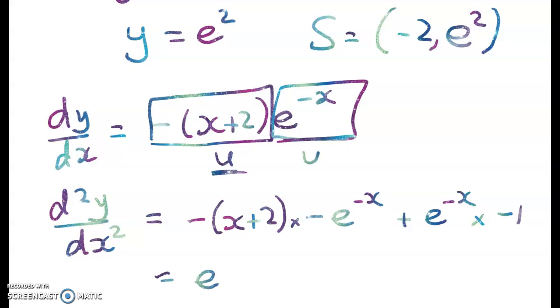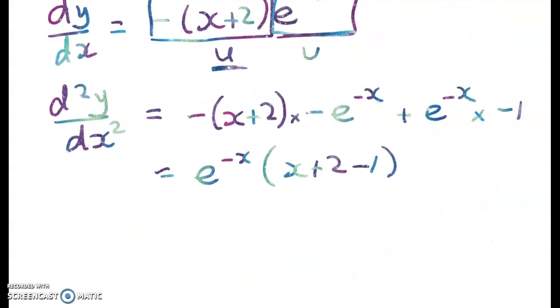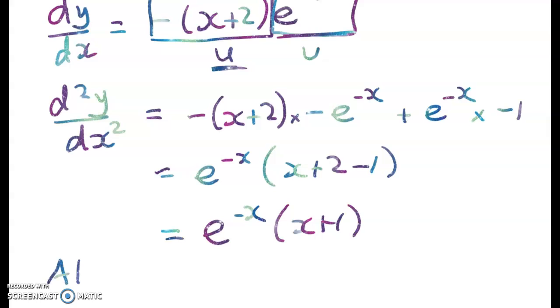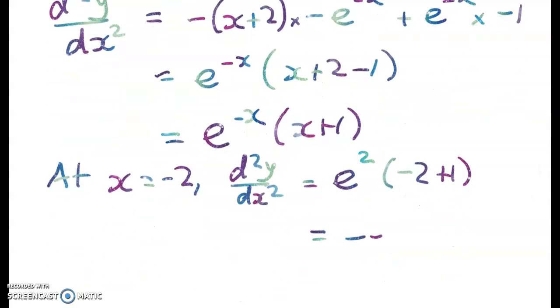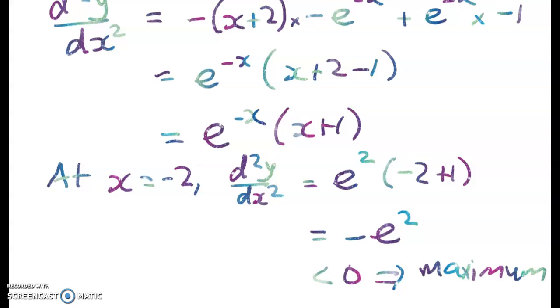Let's clean that up. We get e to the negative x times x plus 2 minus 1, which gives me e to the negative x times x plus 1. So at x equals negative 2, the second derivative is equal to e squared times negative 2 plus 1, which is negative e squared, which is less than 0. So we've got a maximum at point S. So that's the first few bits done.